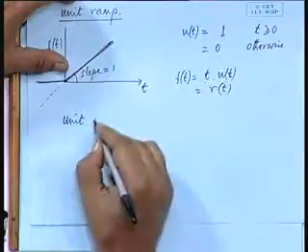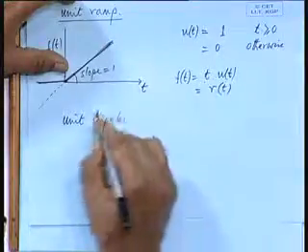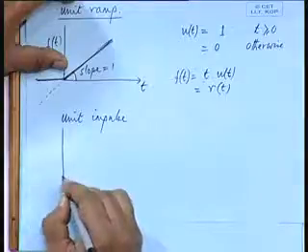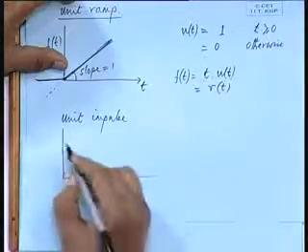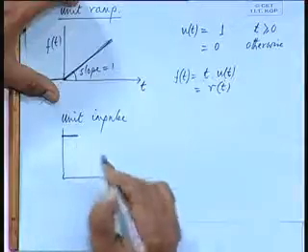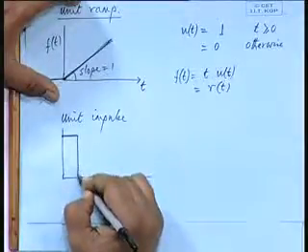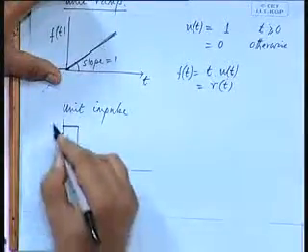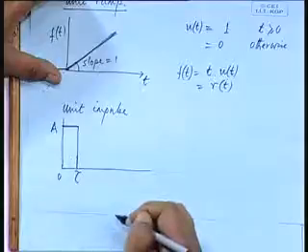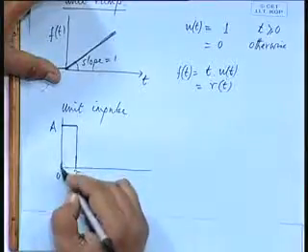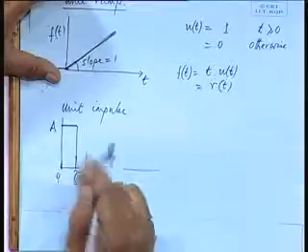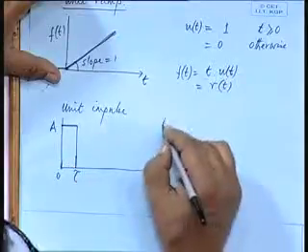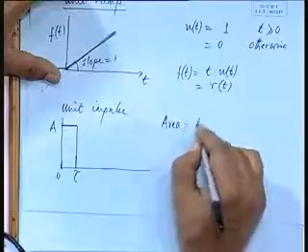Then we define unit impulse. What do you mean by unit impulse? If you have a step function like this applied for some time tau, if the magnitude is A, this is a pulse of width tau. What is the area of the pulse? A into tau.